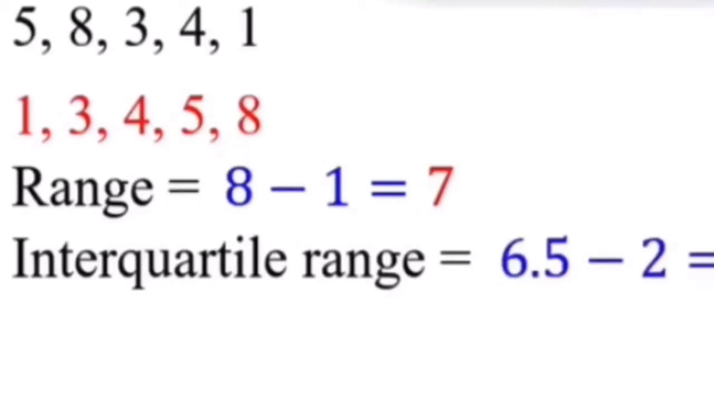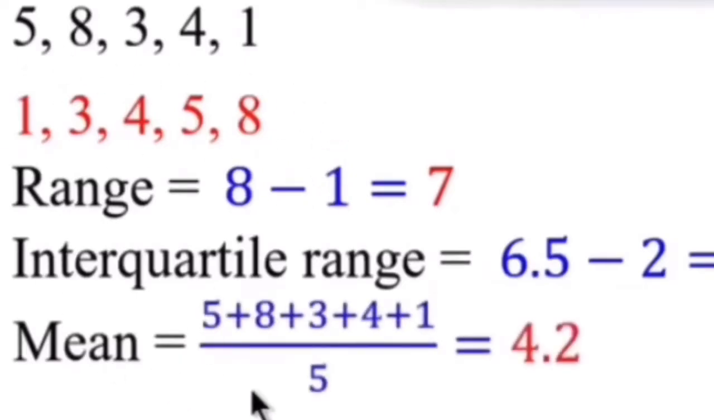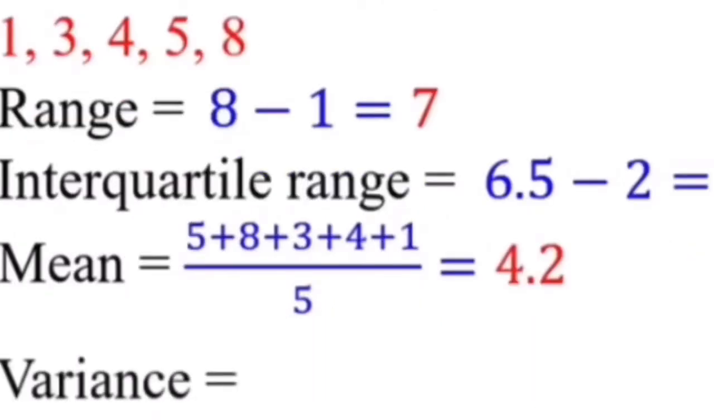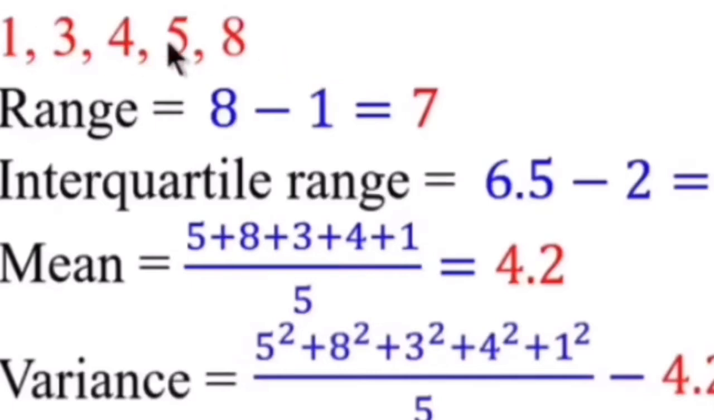Then we have to find the first quartile. The first quartile is from the data to the left of the median. So it's 1 plus 3 divided by 2, 4 divided by 2, so it's 2. That means the interquartile range is 6.5 minus 2, equivalent to 4.5. And then we need to find the mean. For the mean we sum up all the data: 5 plus 8 plus 3 plus 4 plus 1 divided by 5. So the mean is 4.2. And we have to find the variance.